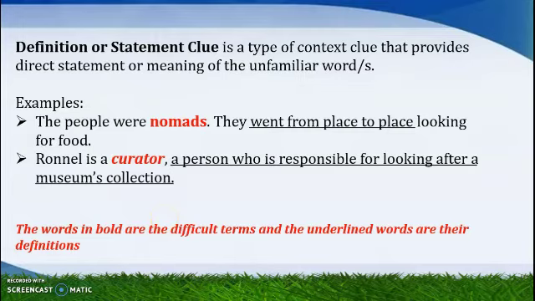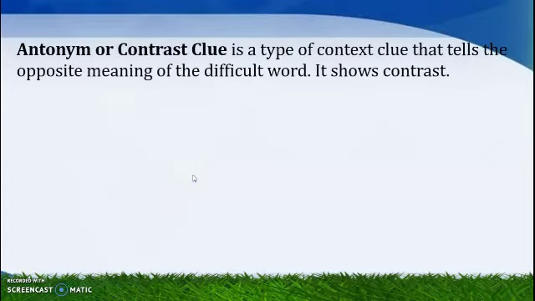The words in bold are the difficult terms or the unfamiliar words, and the underlined words are their definition. For example, in here, the unfamiliar word is nomads, and the meaning or the definition of the word nomad is went from place to place or go from place to place. In this sentence, the unfamiliar word is curator. The meaning or the definition of the word curator is a person who is responsible for looking after a museum's collection.